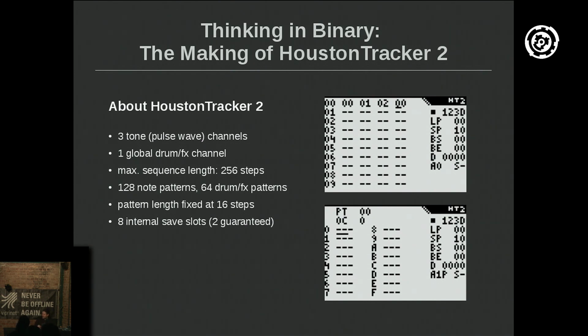So, how does it look? It looks kind of like this. If you have seen any tracker, it will probably seem fairly familiar. The above screen is the sequence screen, and the tracker has four channels. Three of those channels are tones, so pulse wave channels, and the last one is a global drum and FX channel, which from a musician's point of view might not seem particularly handy, but there are reasons for that. And that's one of the things my talk today will be about.